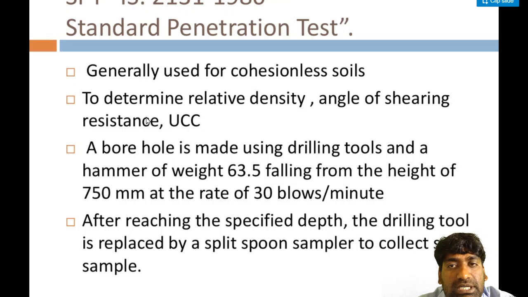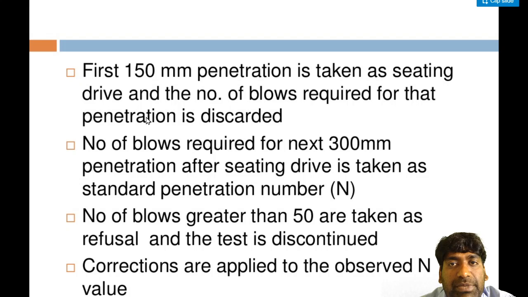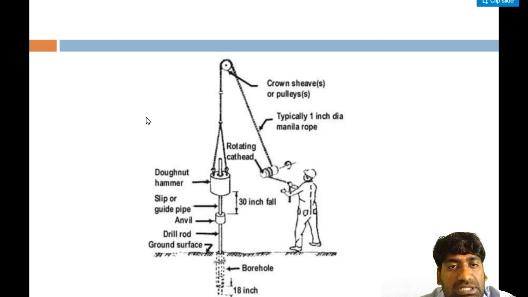A borehole is made using drilling tools and a hammer of weight 63.5 kg falling from a height of 750 mm at a rate of 30 blows per minute. After reaching the specified depth, the drilling tool is replaced by a split spoon sampler to collect the soil sample. The first 150 mm penetration is taken as a seating drive and the number of blows for that penetration is discarded. The number of blows required for the next 300 mm penetration is taken as the standard penetration number N. Number of blows greater than 50 is taken as refusal, the test is discontinued, and corrections are applied to the observed N value.